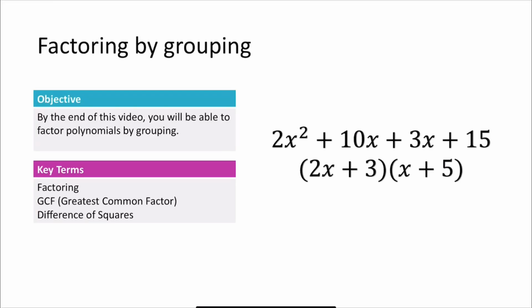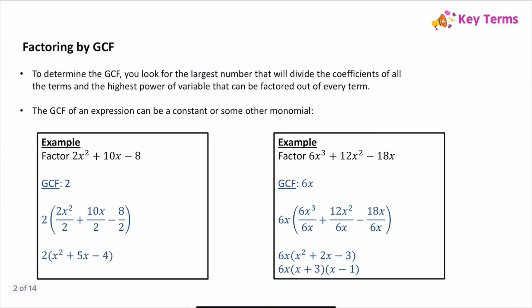In this video, we're going to talk about how to factor polynomials by grouping. So one thing we're going to talk about is factoring by GCF. Remember, to determine the GCF, you're going to look for the largest number that will evenly divide the coefficients and the highest power of the variable that can be factored out of every single term. The GCF of an expression can be a constant or some other monomial.